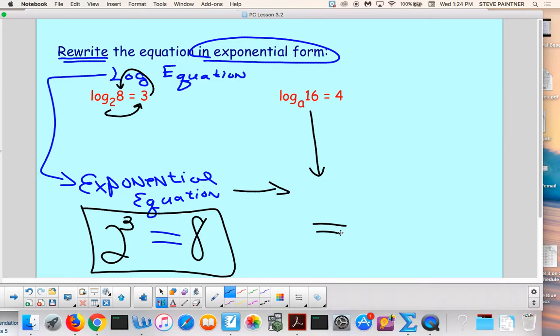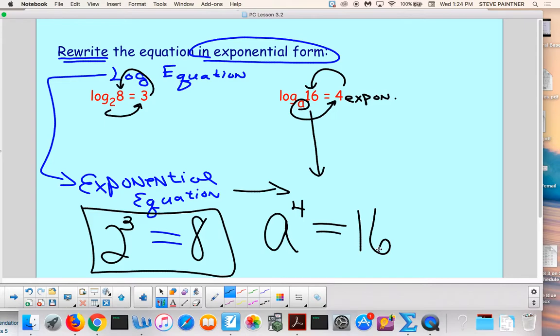Yep, if you look at the log, you know this is the base. If this is the base, you raise it to the answer. The answer is an exponent. Raise it to the 4th happens to be 16. There you go. And what I'm trying to say is this log equation is exactly the same as this exponential equation. They're exactly the same.